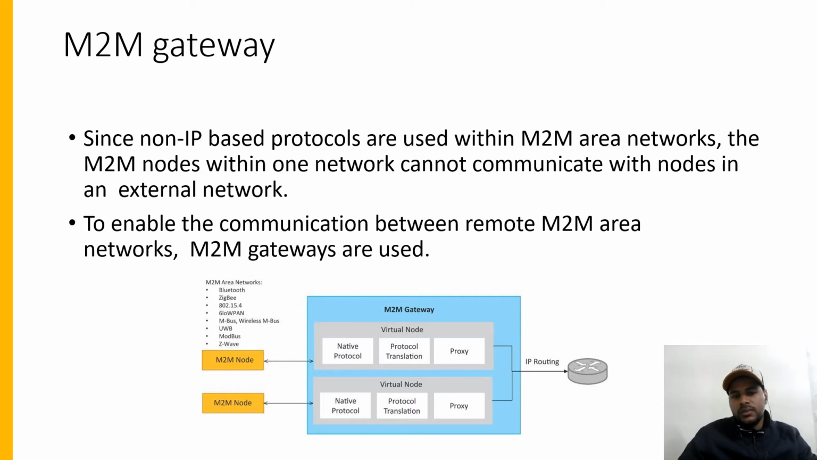Like in the following diagram, you are seeing that M2M nodes are placed in an internal network and they are communicating with the help of various protocols, Bluetooth, ZigBee, Z-Wave, Modbus, etc. With the help of these protocols, they communicate with their M2M gateways, and there is an external network, external area, remote area, and in between there is M2M gateway.